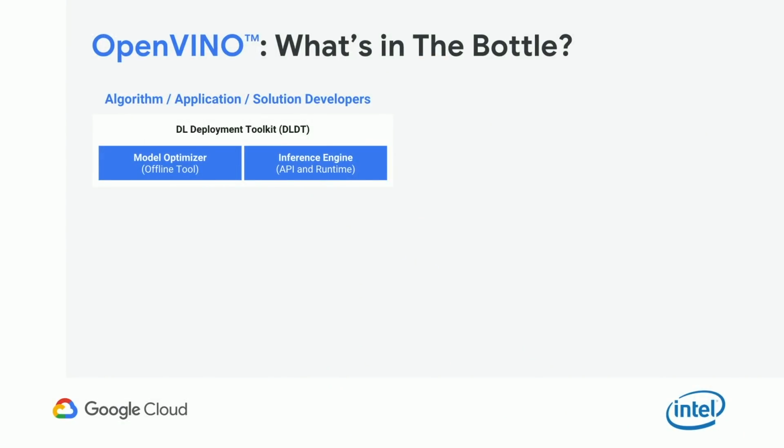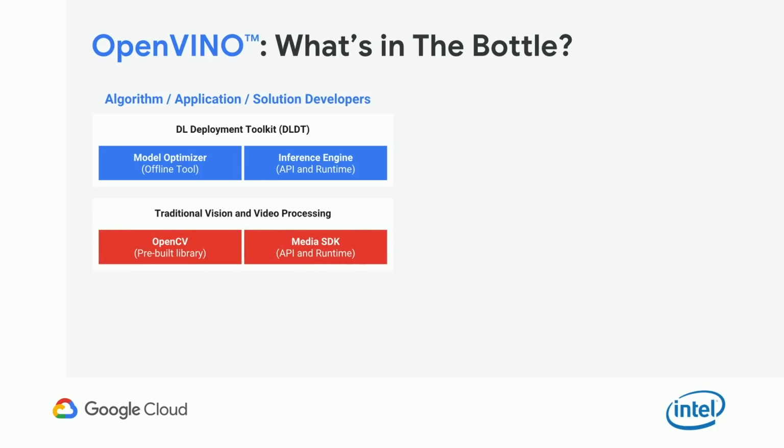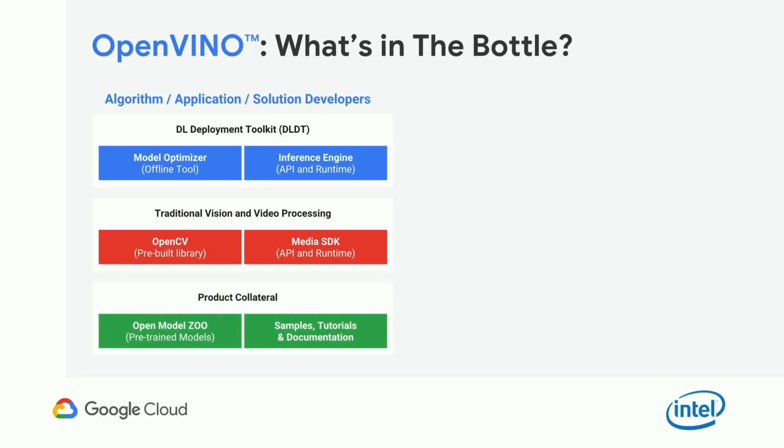Earlier, we talked a little bit about our software toolkit with a common API across different Intel hardware. This software toolkit is known as OpenVINO, which stands for Open Visual Inference and Neural Net Optimization. OpenVINO has 3 main components. First is the Deep Learning Deployment Toolkit, or DLDT. The second one is an OpenCV and Media SDK used for traditional vision and video processing. And third is a collection of pre-trained models and tutorials.